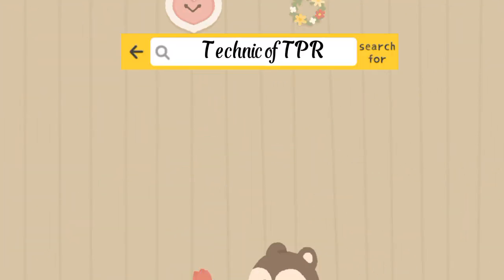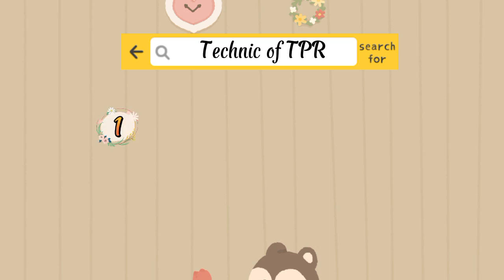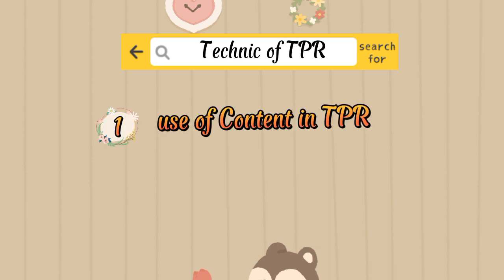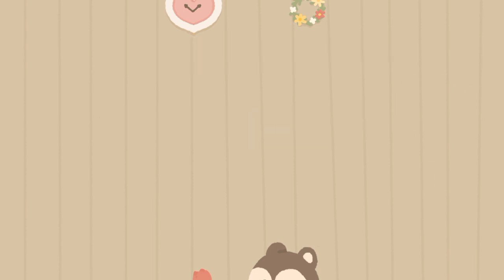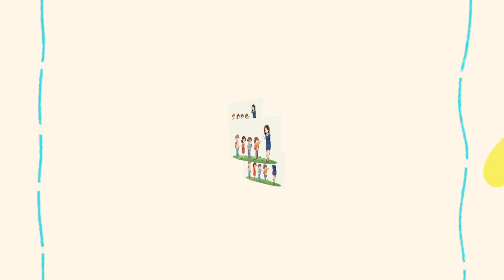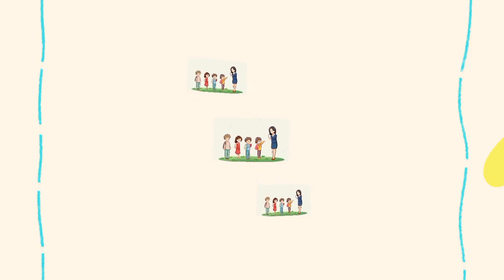Move to the techniques of TPR. Here are some techniques of TPR. The first, use of commands in TPR. The teacher gives commands to the learners in the target language and the learners respond with physical movement and gesture. For example, the teacher says stand up and the learners should stand up.